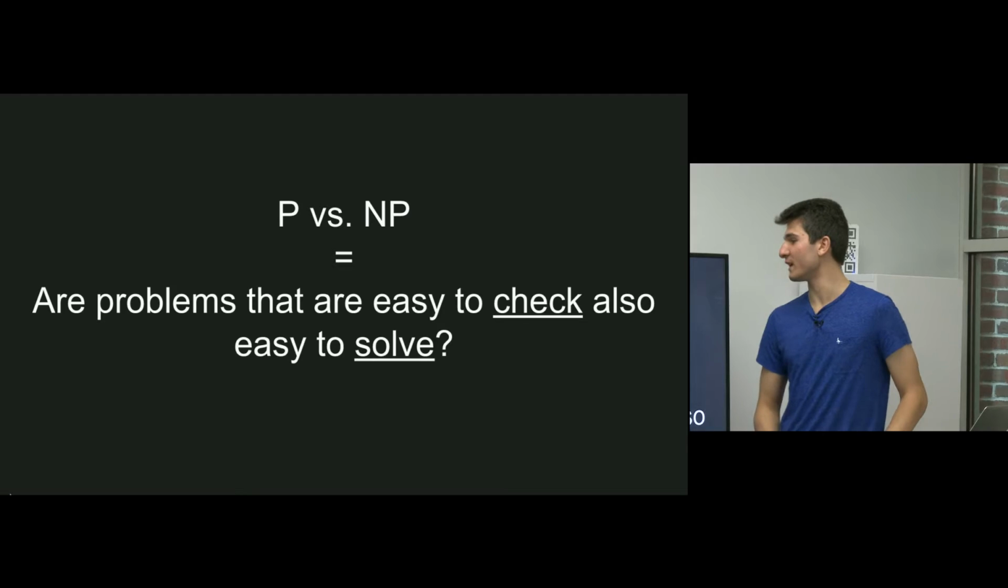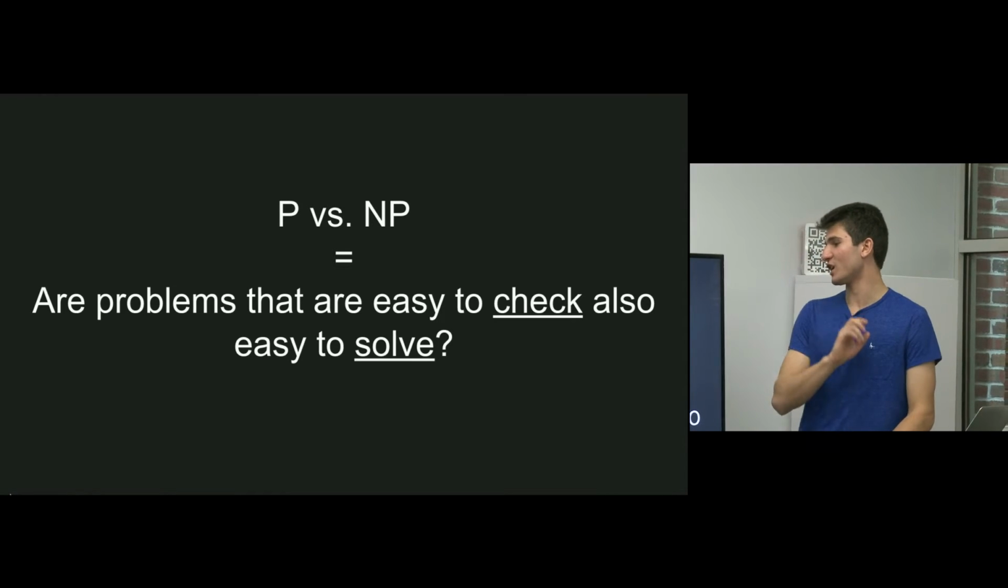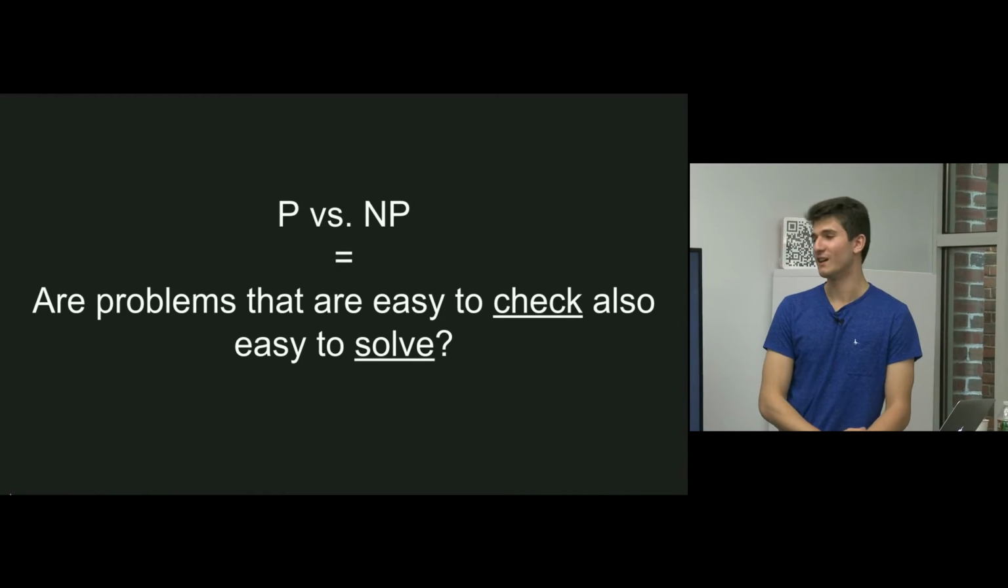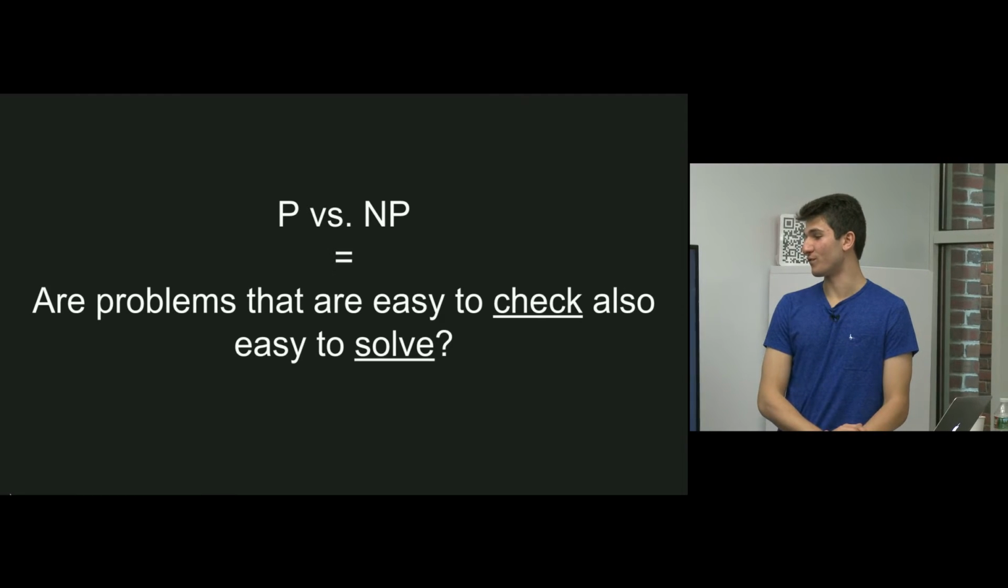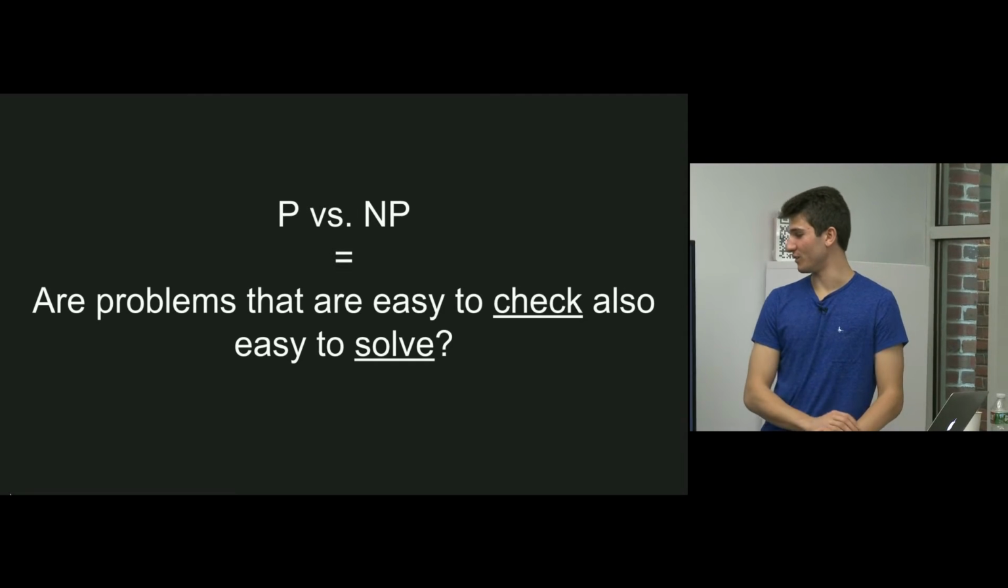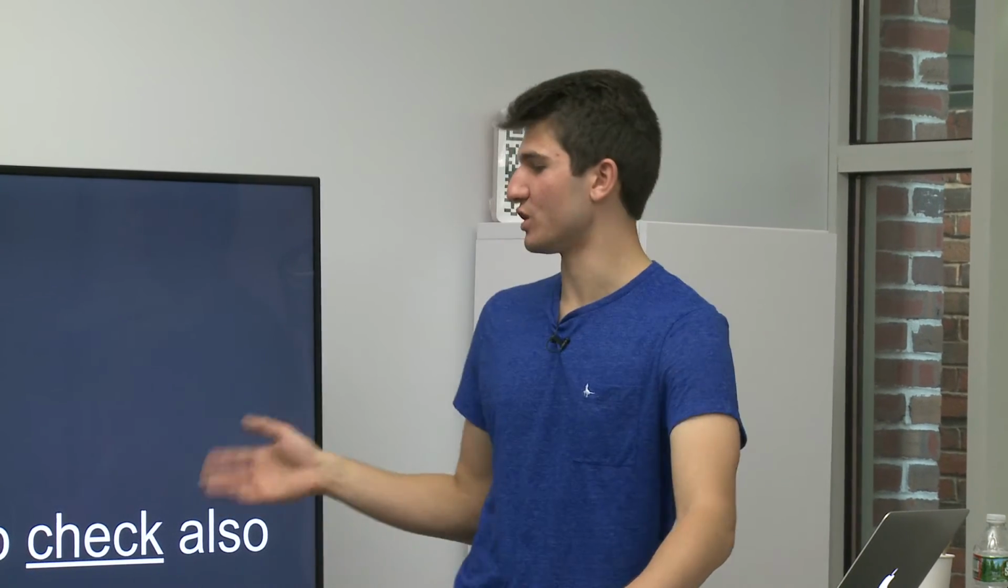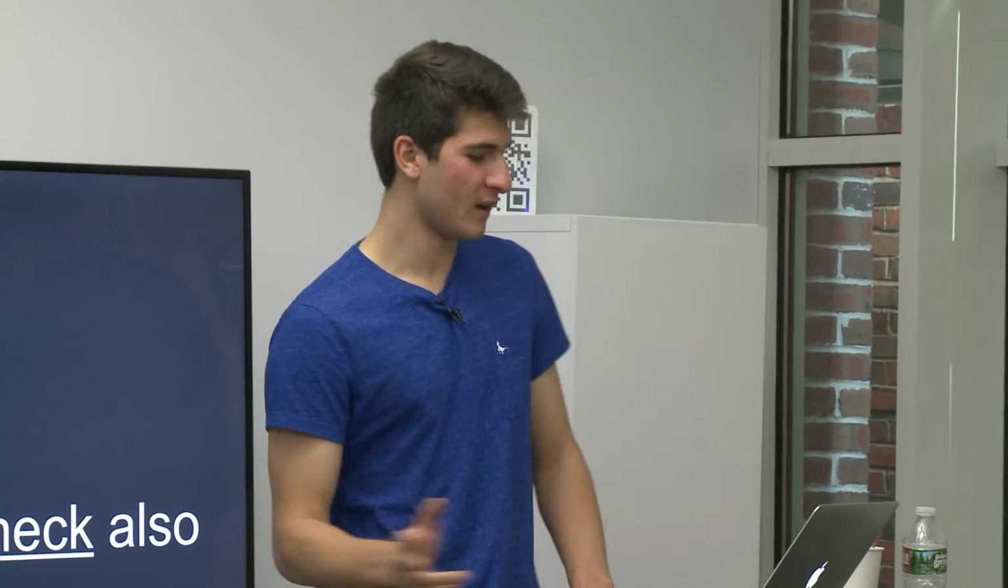So what is the question of P versus NP? It's really, are problems that are easy to check also easy to solve? That's a very, very high level way to think about it. But what does the word easy mean in this context? What does it mean to check a problem? What does it mean to solve a problem? I'm hoping to go into all of that in just a minute, and hopefully that will become clear.